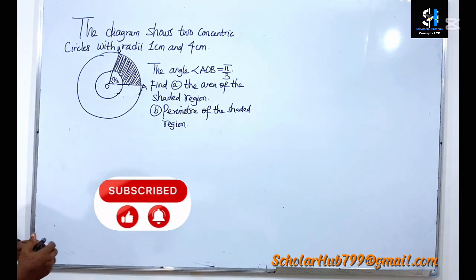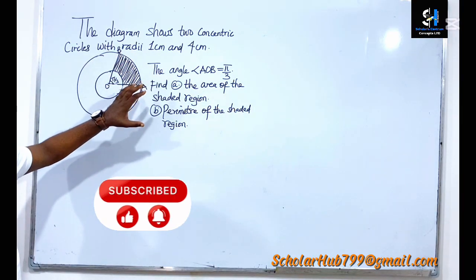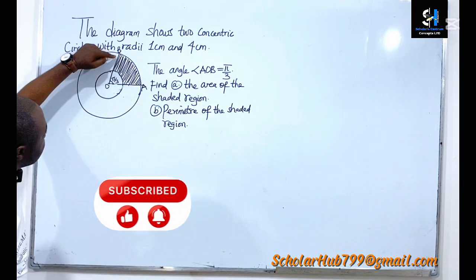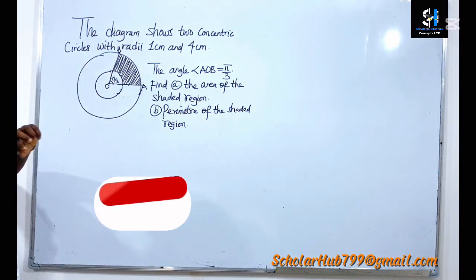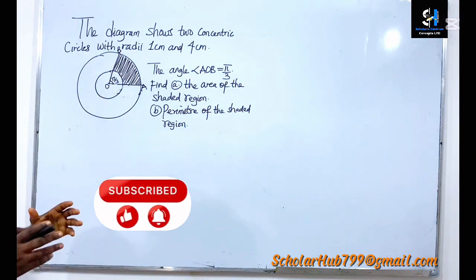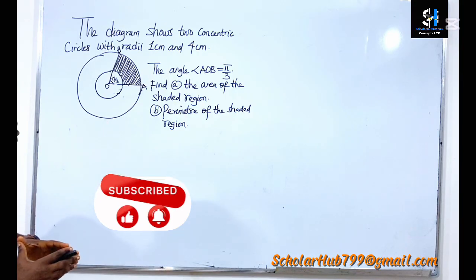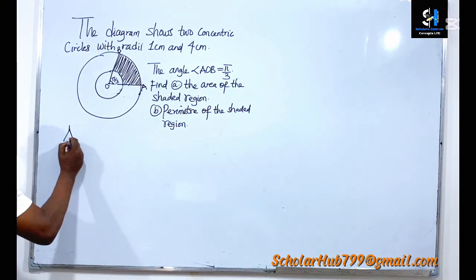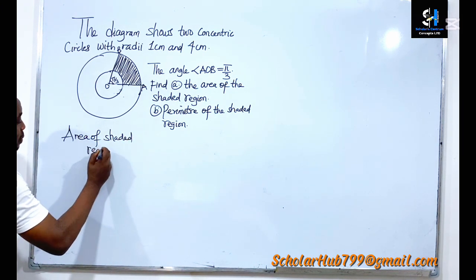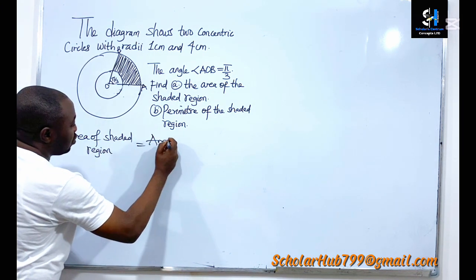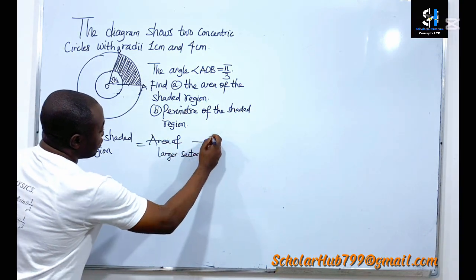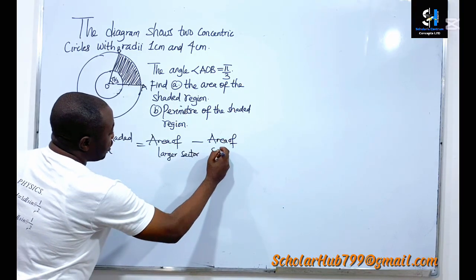Now, to calculate the area of the shaded region, what we can see here is a sector. We have a larger sector and a smaller sector. So the area of the larger sector minus the area of the smaller sector will give us the area of the shaded region. Area of shaded region equals area of larger sector minus area of smaller sector.